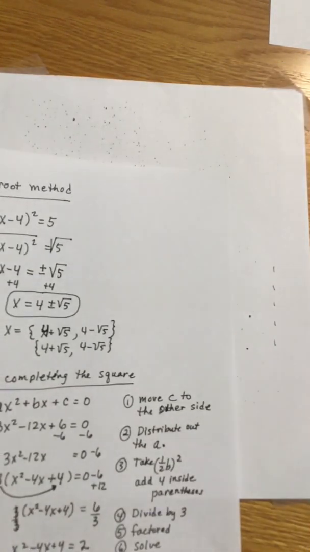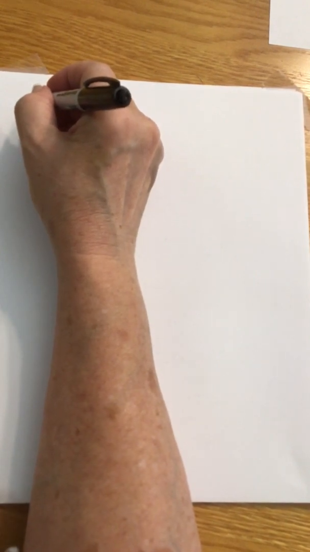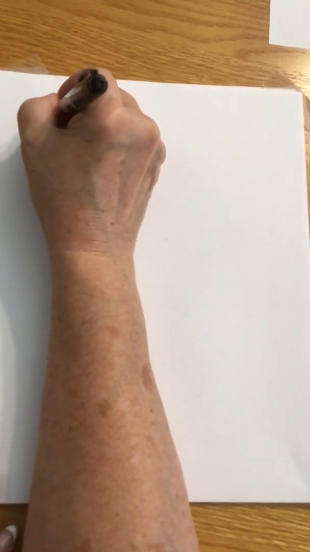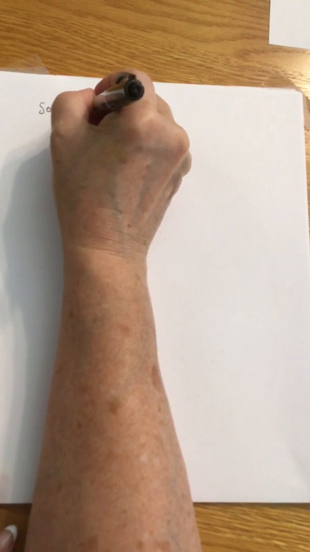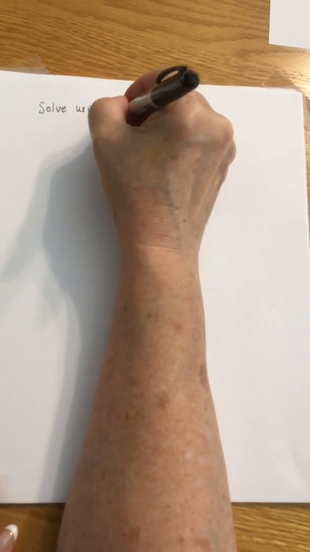Now we're going to do the same problem, but we're going to do it by a different method. That was by completing the square on a quadratic that had an a. So again, we're going to do the same thing, but on this one, we're going to solve using the quadratic formula.